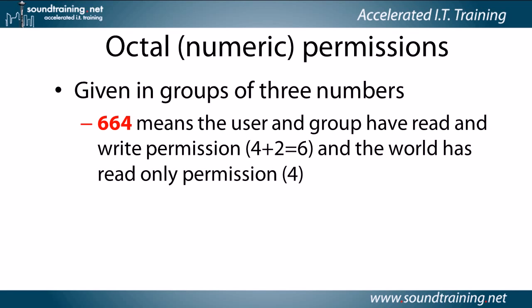They're given in groups of 3 numbers, and it really makes sense when you think about it. 664 means the user and group have read and write permission. Those are the first two sixes for user and group. 4 plus 2 equals 6. And the world has read-only permission. That's the third number, the 4.